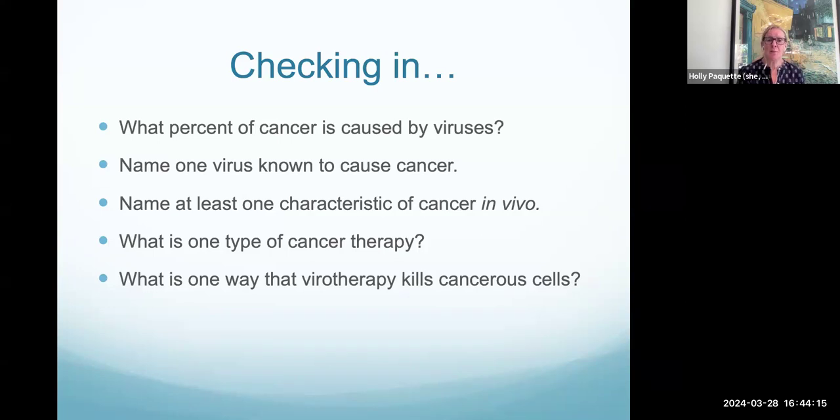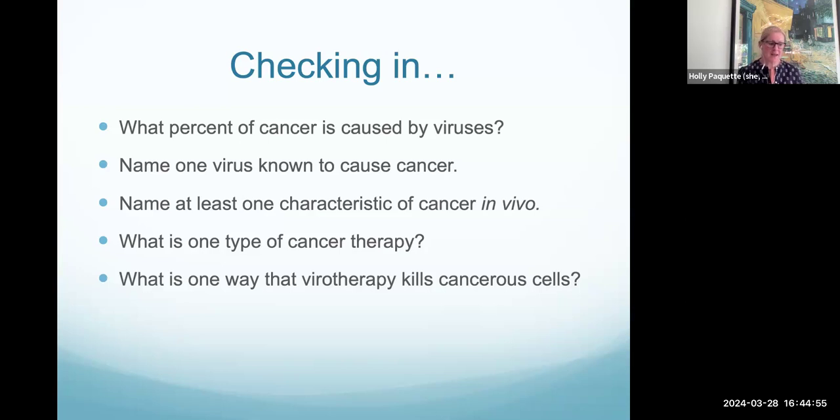The first question is, what percent of cancer is caused by viruses? It's at least 20%. Name one virus known to cause cancer: human papillomavirus, herpes virus, hepatitis B and C. There's also the HTLV and Epstein-Barr virus. Name at least one characteristic of cancer in vivo: evasion of the immune system, uncontrolled cell division, the inability to go through apoptosis, so losing that sense of apoptosis.